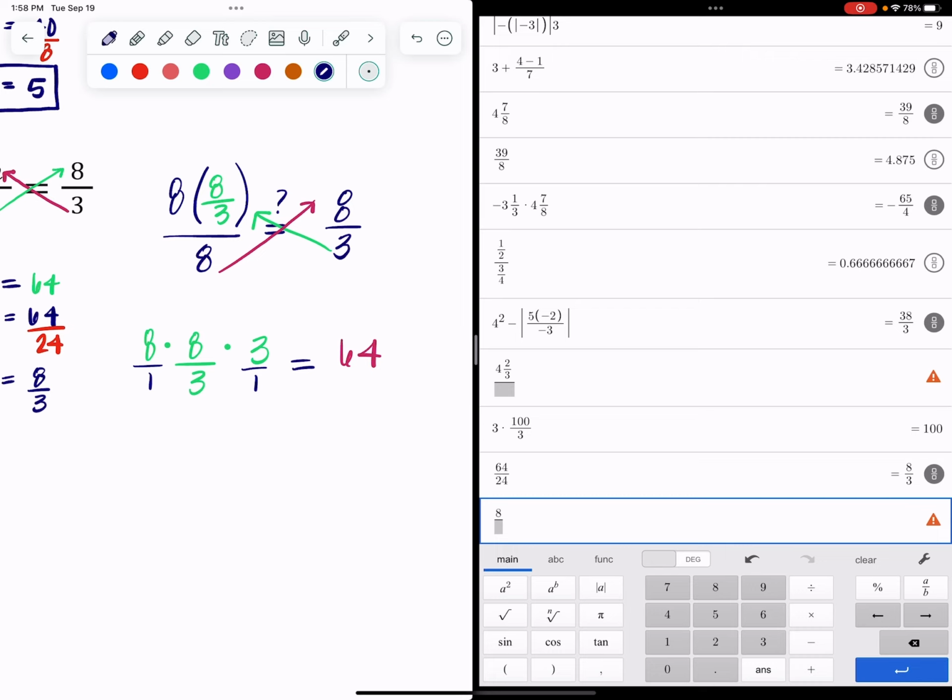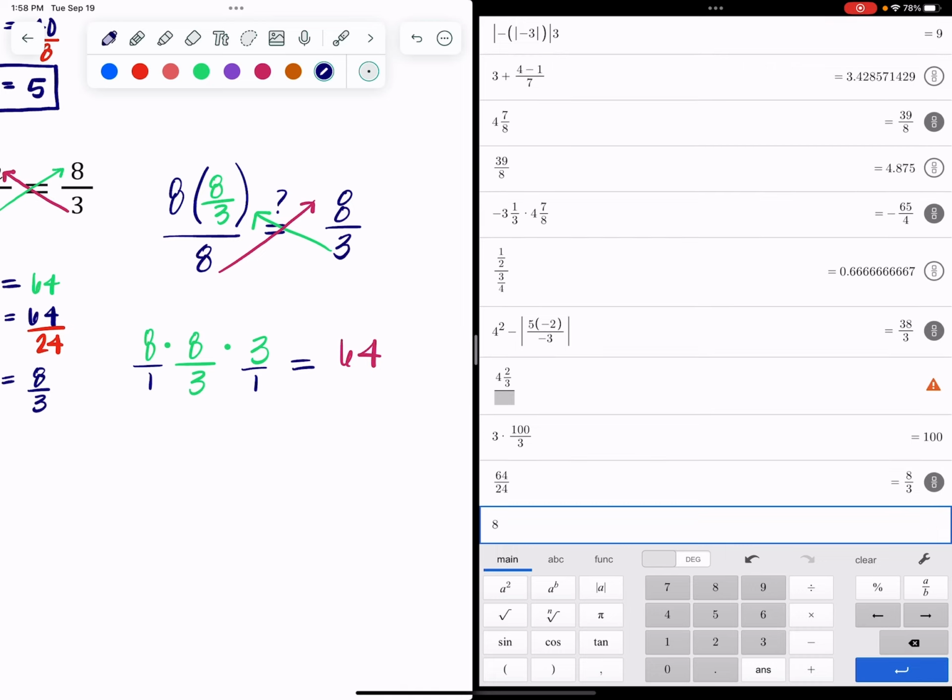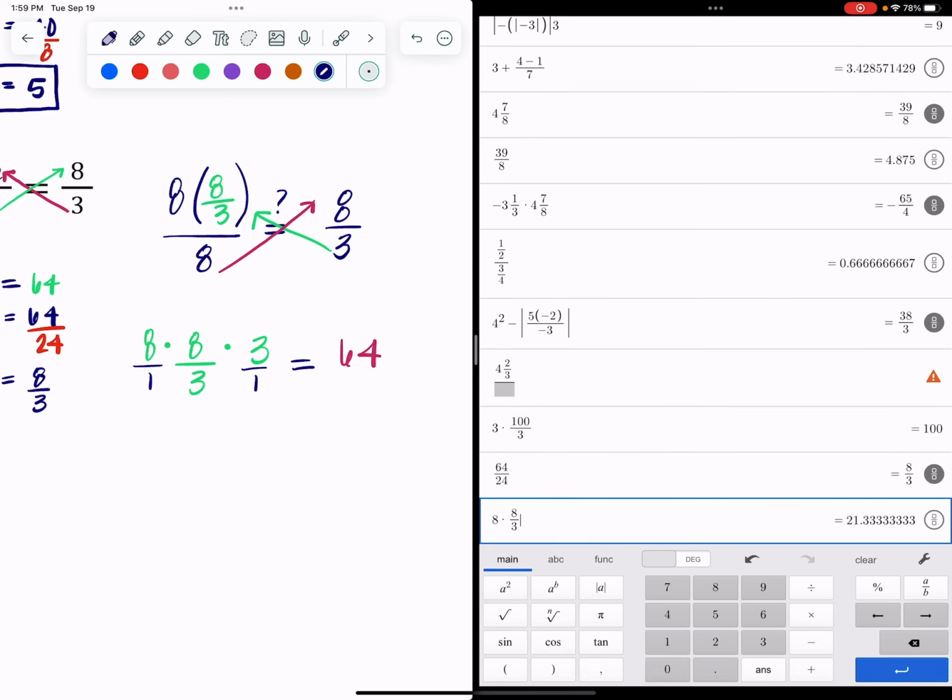If you're going to do it in the calculator, you don't need the ones. 8 times 8 over 3 times 3. So I get 64. For my people who like to do things by hand, this is the same as, I could do 8 times 8 is 64 times 3 and then divide by 3.